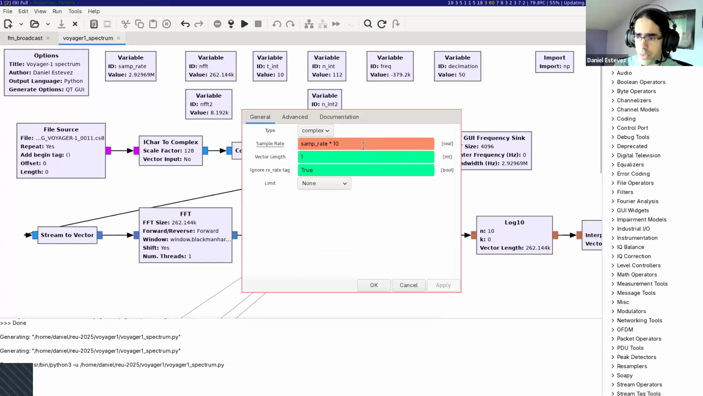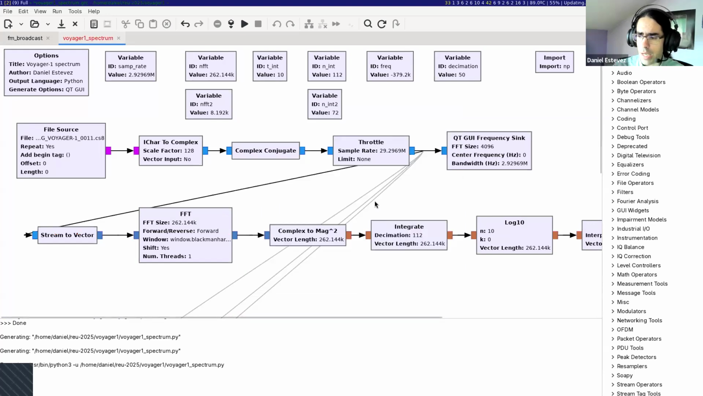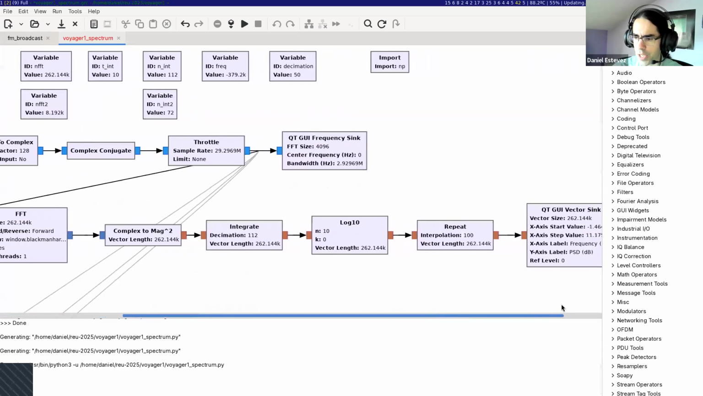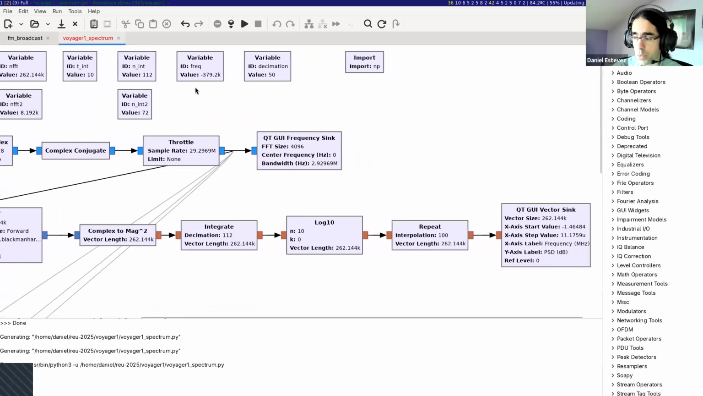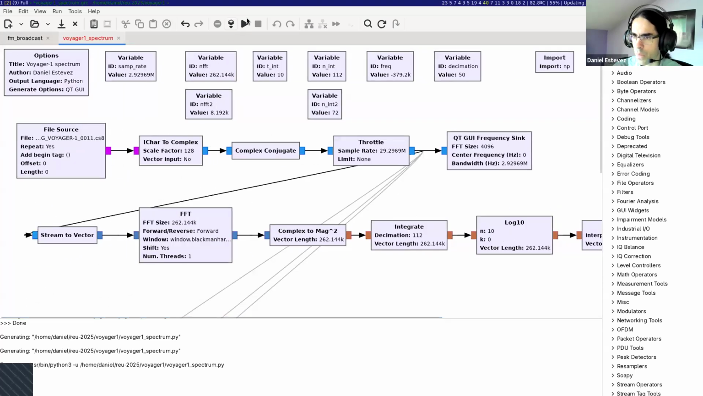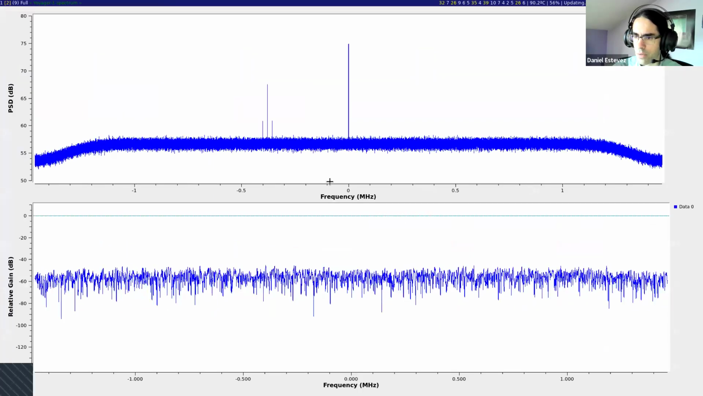That's also a reason to speed up the playback, because otherwise I would need to wait for 10 seconds before seeing my first output, and then the output would only refresh every 10 seconds. But this way, it will keep updating every second, because that's 10 seconds' worth of recording data. And this is the same as last week: integrate, log10, then 10 times log10, so that's the signal in decibels. Then I repeat this just to make sure that this vector sink updates fast enough. We can run this and compare the two of them.